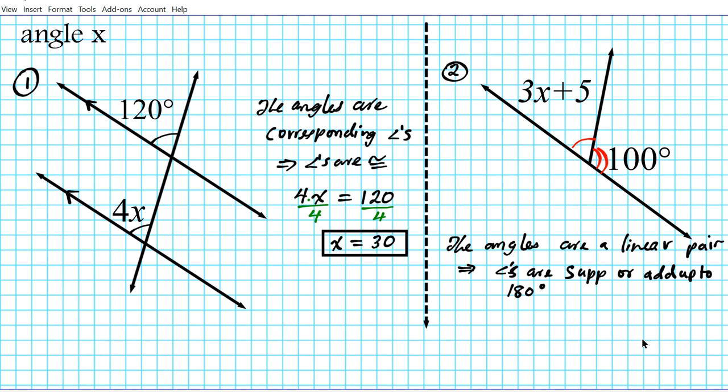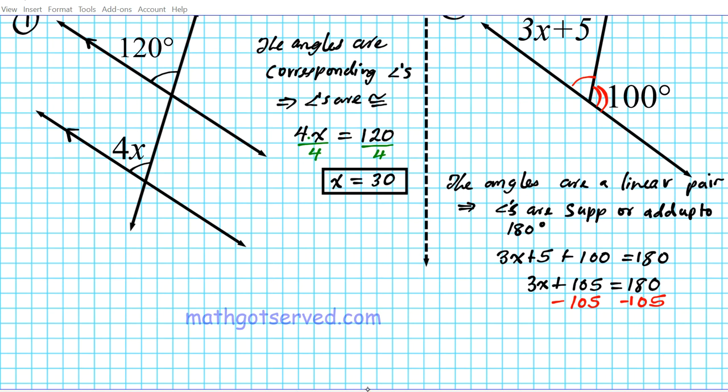With that in mind, we can set up the following equation. Since they're supplementary, if we add the first angle, 3x plus 5, and the second angle, 100, that will give us 180 degrees. Let's go ahead and solve this. We can combine like terms. 5 and 100 are constant, so we have 3x plus 105 equals 180 degrees. Then we're going to subtract 105 from both sides of the equation.